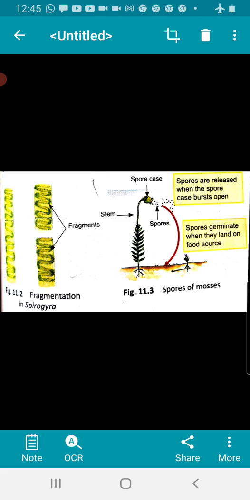Under favorable conditions, meaning proper temperature and proper humidity, a spore germinates and develops into a new individual. Plants such as moss and ferns also reproduce by means of spores. So, these are the asexual reproduction methods: budding, fragmentation, spore formation, and vegetative reproduction. Now, let's see sexual reproduction.